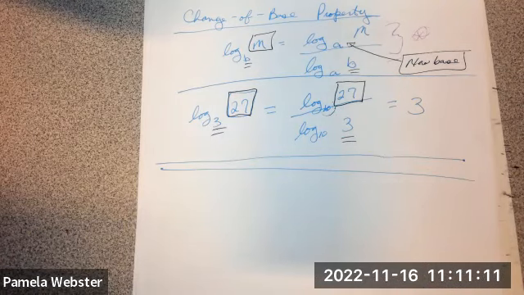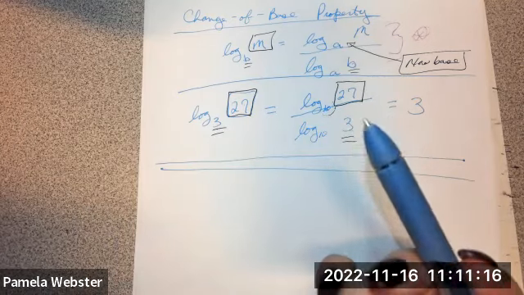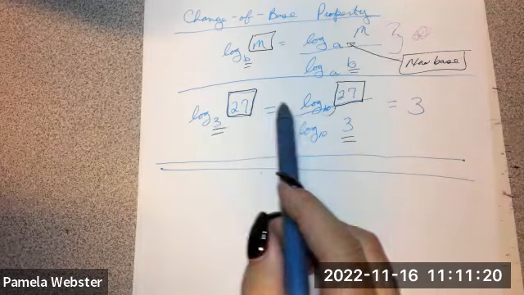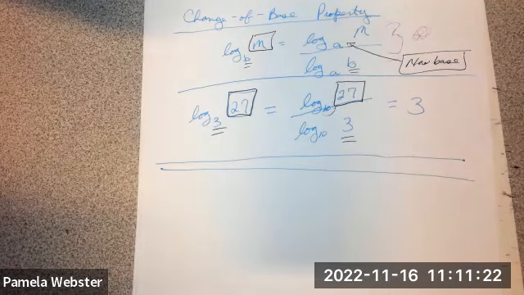And then we happen to know that what that exponent is going to be is a 3, because 3 to the 3rd power gives me a 27. But if you punch that on your calculator, the log of 27 divided by the log of 3, it will give you a 3 as your answer. So that's what that looks like.